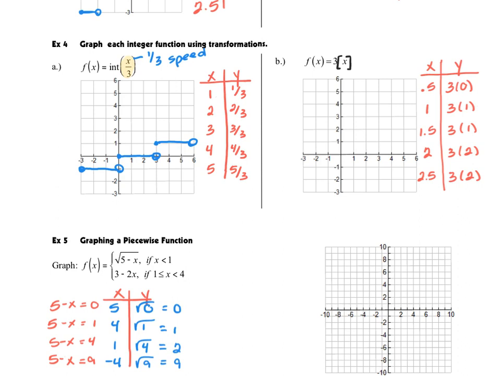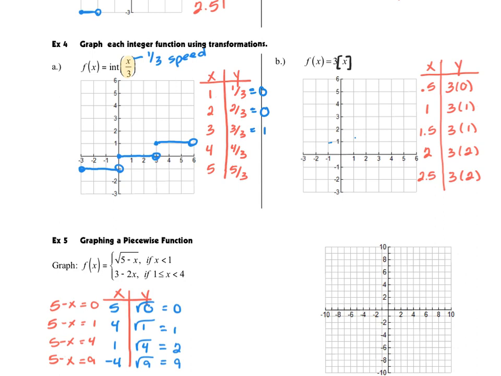Now, if I do it with the t-chart, what I'm going to be noticing here is that at 1, when I put 1 into the function, I get a 1/3. Well, that 1/3 is going to evaluate the integer function to be 0. And if I put a 2 in there, 2/3 is still less than 1, so it evaluates to 0. But 3/3 evaluates to exactly 1, so it hopped up when it got to 3.